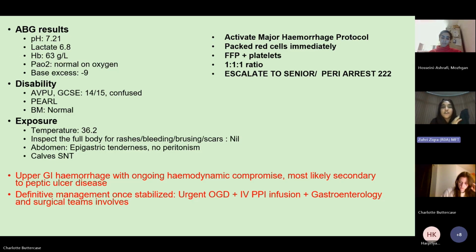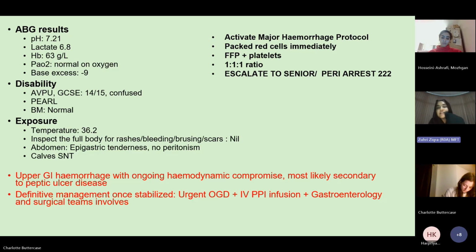Main thing is they've got an upper GI hemorrhage, don't they, with ongoing hemodynamic compromise. So they've got this epigastric tenderness. You could mention that it's most likely due to peptic ulcer disease. If we load the next part, which was supposed to load first, I think it's just me putting the animations in wrong. But yeah, after those ABG results, I would have activated the major hemorrhage protocol and escalated very immediately. Blood transfusion is the right thing.